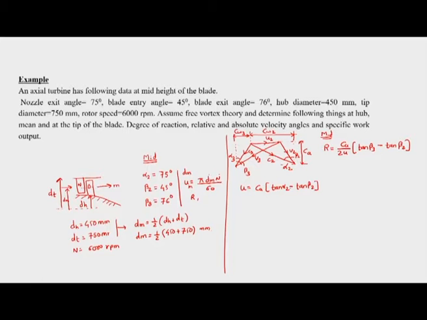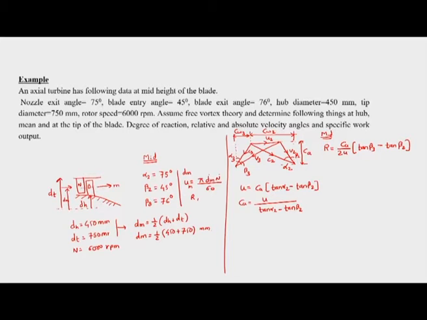We have derived this formula from the velocity triangle itself, where we had seen that degree of reaction is the enthalpy drop in the rotor divided by the total enthalpy drop in a stage. From that we have derived this formula. Further, u is equal to Ca into tan of alpha 2 minus tan of beta 2 can be found from this velocity triangle again. So we get Ca is equal to u divided by tan alpha 2 minus tan beta 2.